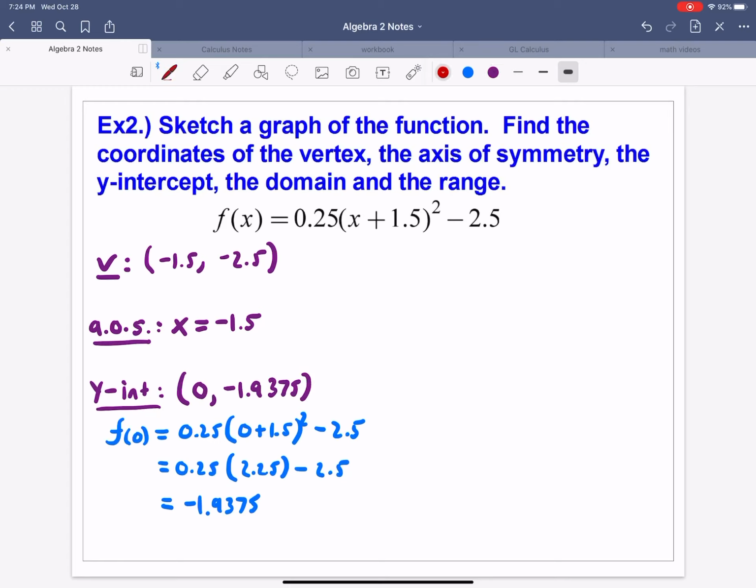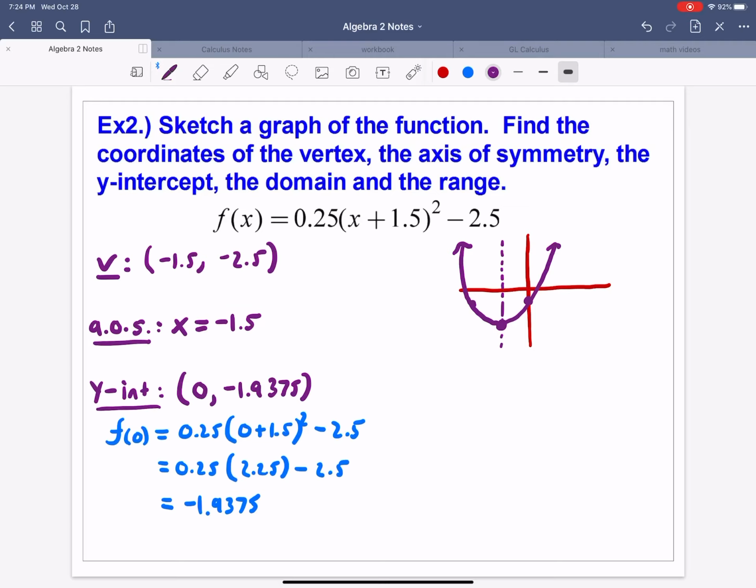Now, if I draw a sketch of this graph, okay, it doesn't have to be perfect. We're just drawing a rough sketch here. You don't even have to use graph paper. I start with my axis of symmetry at negative 1.5. My vertex is down here in quadrant 3, negative 1.5, negative 2.5. My y-intercept is somewhere over here, okay? I'm going to reflect that over the axis of symmetry so that it looks nice and symmetrical. And then I'm going to draw a sketch of my parabola.